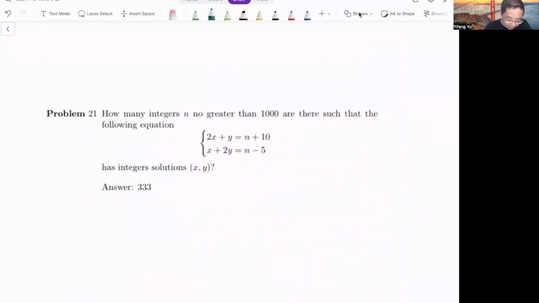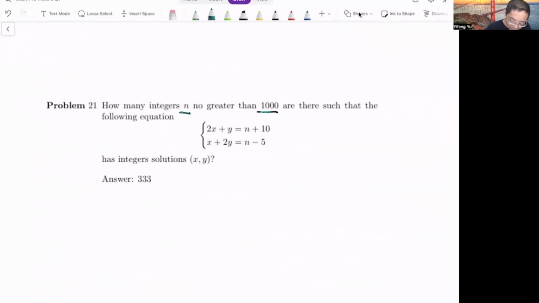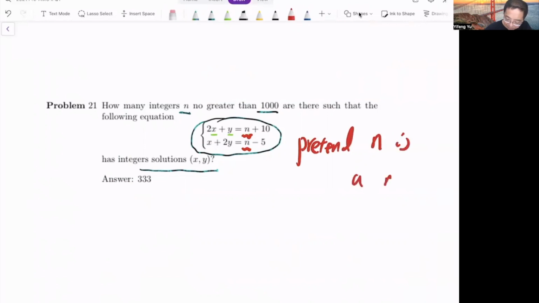Question number 21. How many n no greater than 1000 are there such that the following equations have an integer solution x and y? Okay, so we want to have an integer solution. First of all, we have two unknowns, x and y, but we also have a letter n. Let's pretend n is a number. We don't know what it is. We just try to figure out for what kind of number we can actually get its integer solution.